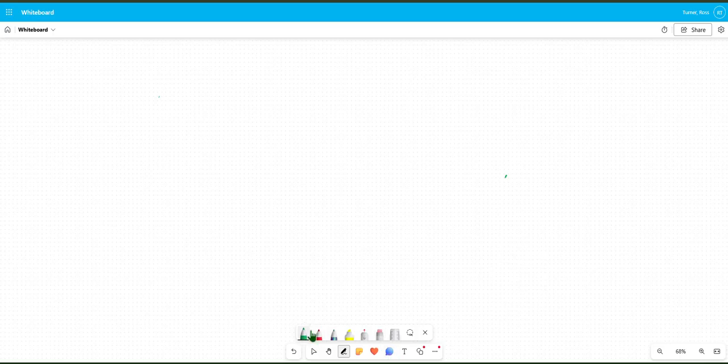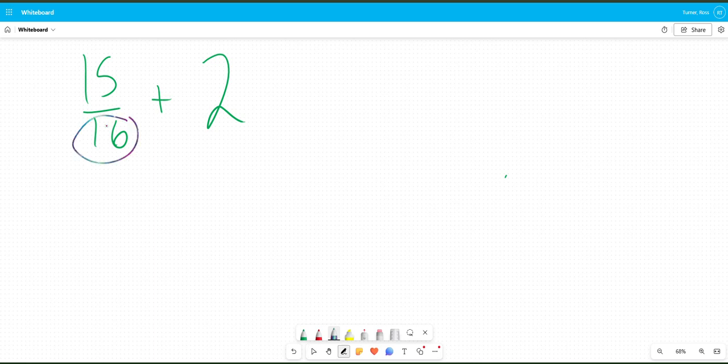Okay. So we've got 15/16 plus 2 wholes. Now, in order to solve this, we actually have to know what these 2 wholes represent, and we're going to re-look at the denominator. It's really nice when we have a whole and then the denominator, because then we can just represent that as 16ths. So what is 2 equal to in 16ths?